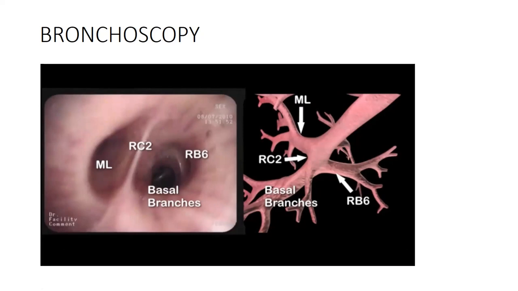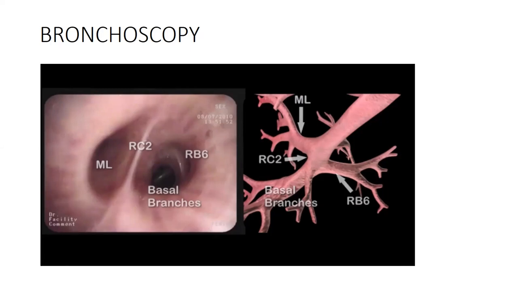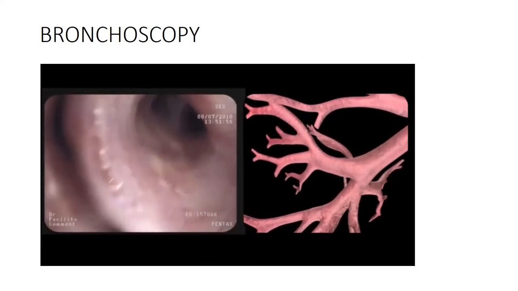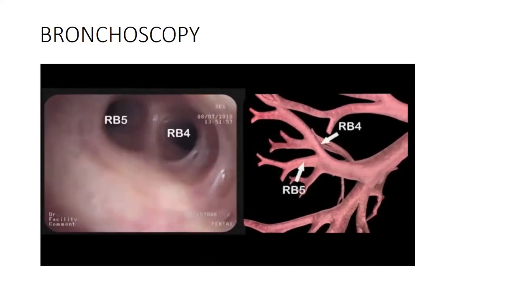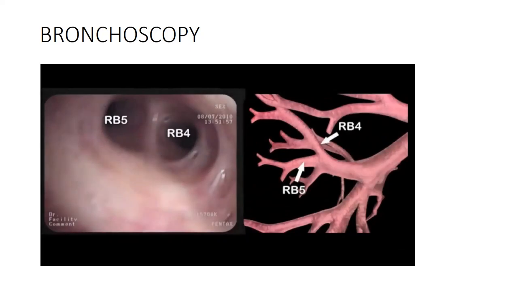Once you get orientation of RB6, that is the apical segmental bronchus, right opposite is the middle lobe bronchus. Then you enter into the middle lobe bronchus to see the two segmental bronchi. We then enter the middle lobe bronchus, which divides into the lateral segmental bronchus, or RB4, and the medial segmental bronchus, or RB5.